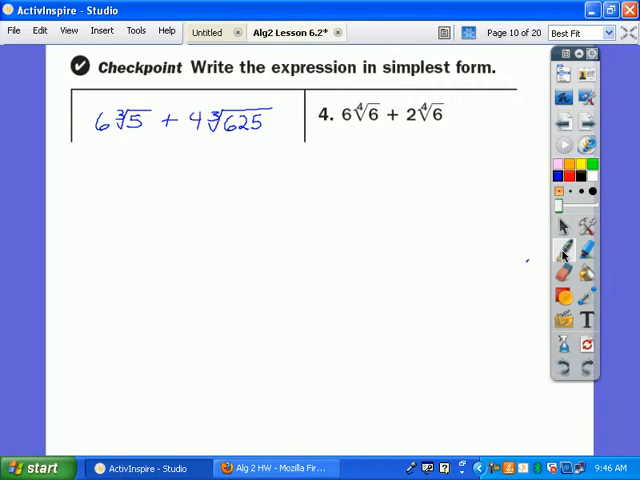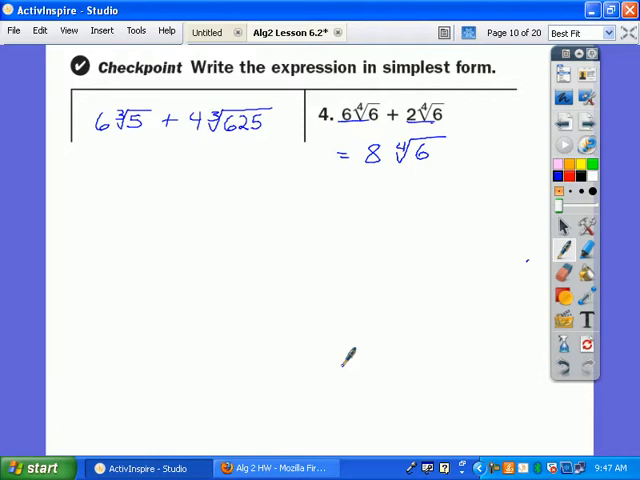So one of the things we looked at yesterday was how to add these things. So we need to have the same root. Anytime we're adding, we need to have the same root, and we need to have the same number underneath. In this case, I have the 4th root of 6, and I also have a 4th root of 6, so those I can add. And so here we have 6 4th roots of 6. Here we have 2 of them. And so when we add, we just get 8 4th roots of 6.